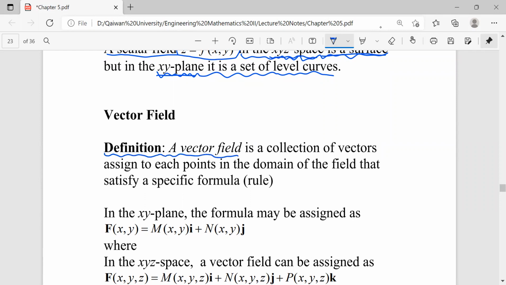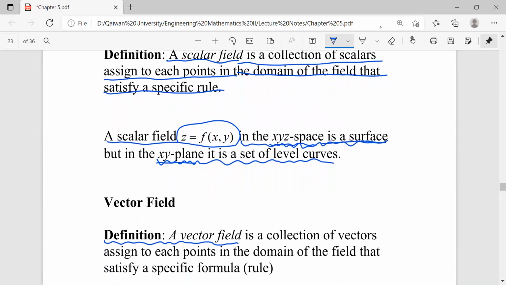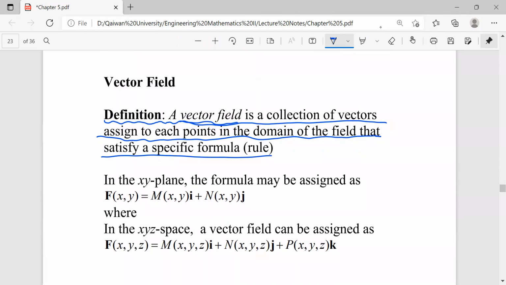We say a vector field, both have the same definition actually. For the scalar field, we say it's a set of scalars. But for a vector field, we say it's a collection of vectors assigned to each point in the domain of the field that satisfies a specific formula or rule. The vector field in the xy plane is in this form: F of x, y equals M of x, y i plus N of x, y j. We have only two components in the xy plane, i and j.